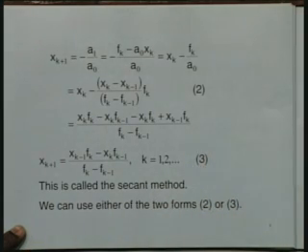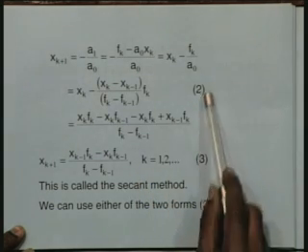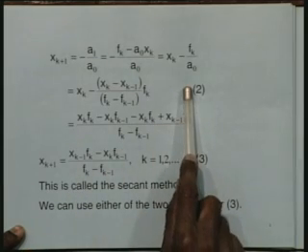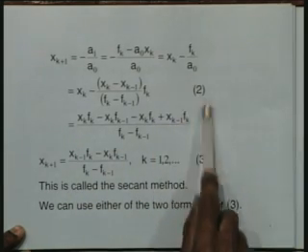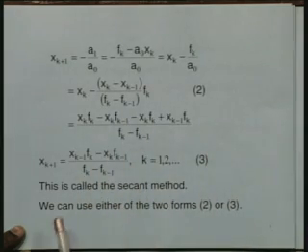I can use form 2 or form 3 to get the next iteration starting from an initial value x0. As I said, x0 is obtained either from the intermediate value theorem or through the bisection procedure, but we can use any one of these two forms. Sometimes form 2 is very convenient for error analysis. We shall see in the next lecture how these two are useful in doing this procedure.